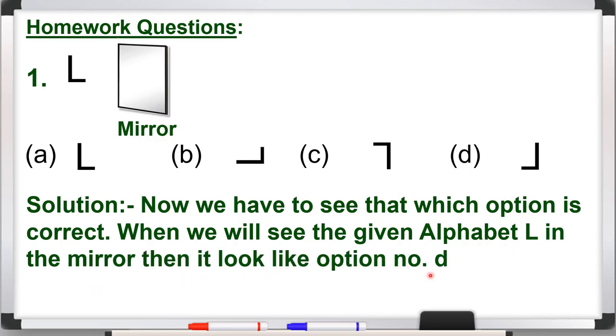So let's see how. यहाँ पे बेटा मैम ने आपको बताया था कि जो लेफ्ट हैंड साइड है वो राइट हैंड साइड पे हो जाएगा और जो राइट हैंड साइड है वो लेफ्ट हैंड साइड पे. So when we see it in the mirror, it will look like this and it is in option number D. So option D is correct. Understood beta?